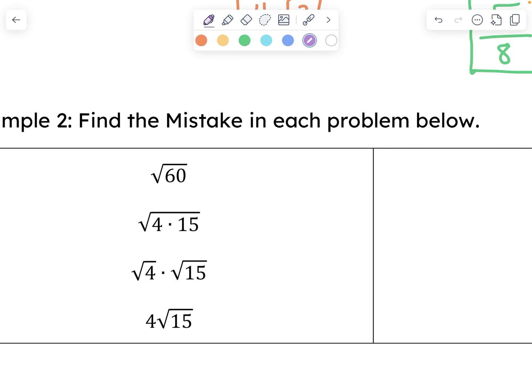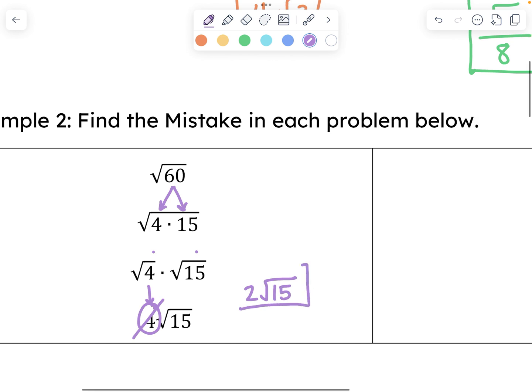Okay, so what they did is they split 60 into 4 times 15. Then that would be the square root of 4 times the square root of 15. But if you look right here, the square root of 4 is not 4. The square root of 4 is 2, so it should be 2 square root of 15. Make sure that when you take the square root there, you actually do take the square root there. Square root of 4 is 2. Make sure you actually take the square root.